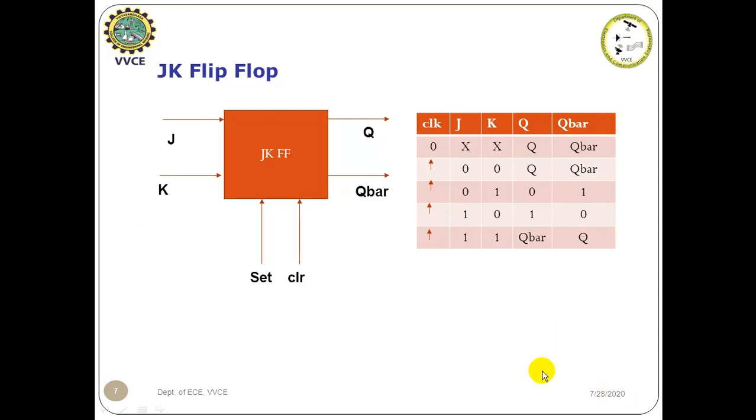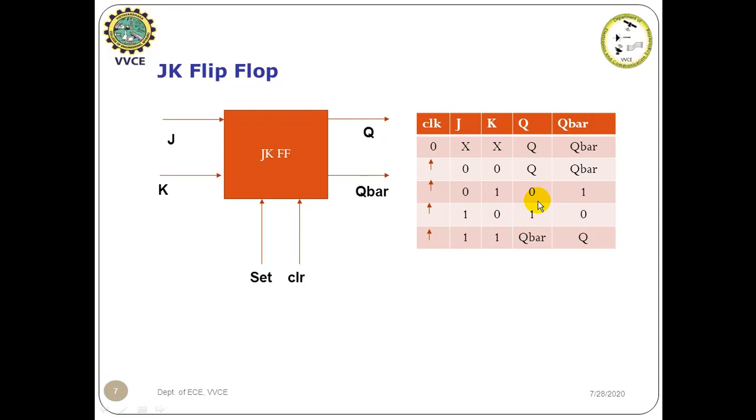You can observe the JK flip-flop truth table. For every rising edge of clock, if J input is 0 and K input is 0, Q is the previous output, Q bar is the complement of this. Again, for every rising edge of clock, I am changing J and K input from 00 to 01.